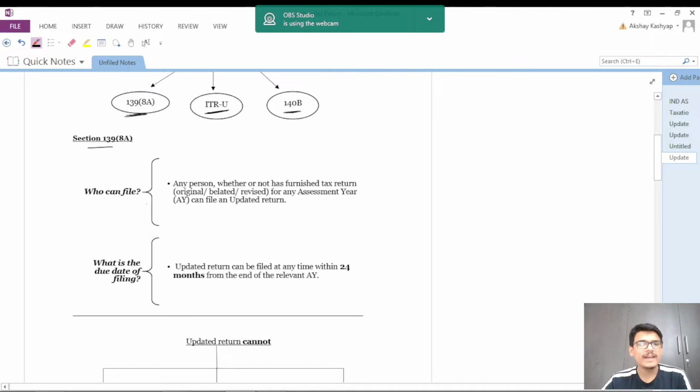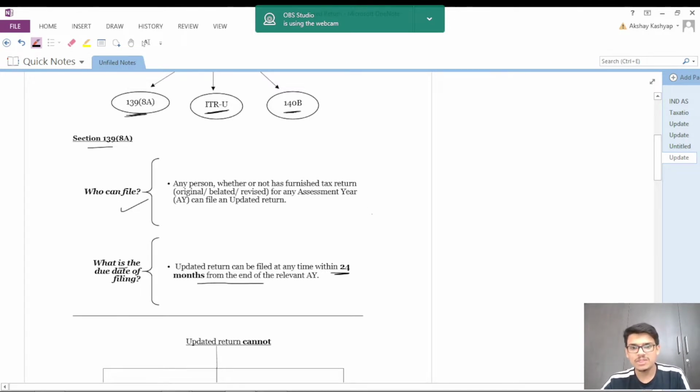Now, who can file an updated return? Any person, whether or not they have furnished any return, can file an updated return. So if you have already filed an original, belated or revised return, you can still file an updated return. And even if you have not filed any return, you can still file an updated return. So what is the due date of filing? The due date of filing an updated return is 24 months from the end of the relevant assessment year.